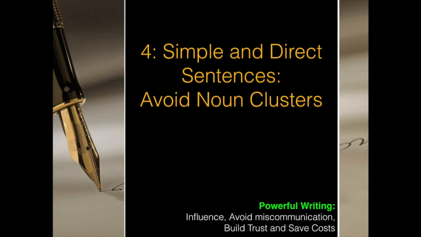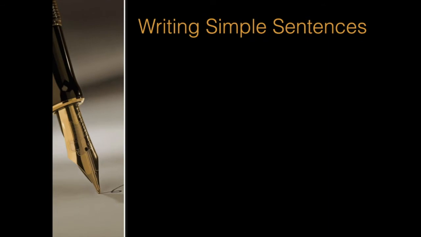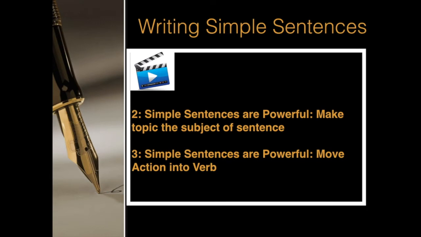A bit of a recap before that. Remember, sentences are clearest, most forceful, and easiest to understand if they are simple and direct. If instead sentences are complicated and not direct, the reader is slowed down and even confused. So far, we have seen two simple techniques on how to make sentences simple and direct. These techniques are: make topic the subject of the sentence and move action into the verb. Links to the videos corresponding to those techniques are given in the description beneath this video on YouTube.